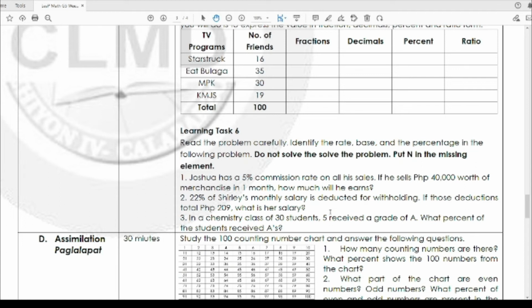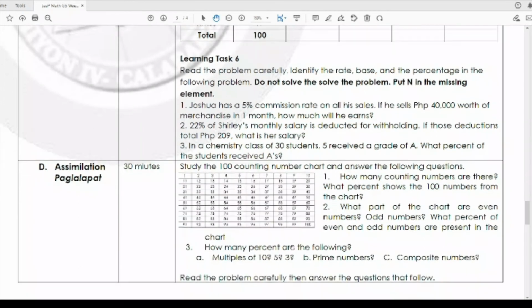Number 2. 22% of Shirley's monthly salary is deducted for withholding tax. If those deductions total 209 pesos, what is her salary? Number 3. In a chemistry class of 30 students, 5 receive a grade of A. What percent of the students receive A's? Okay.